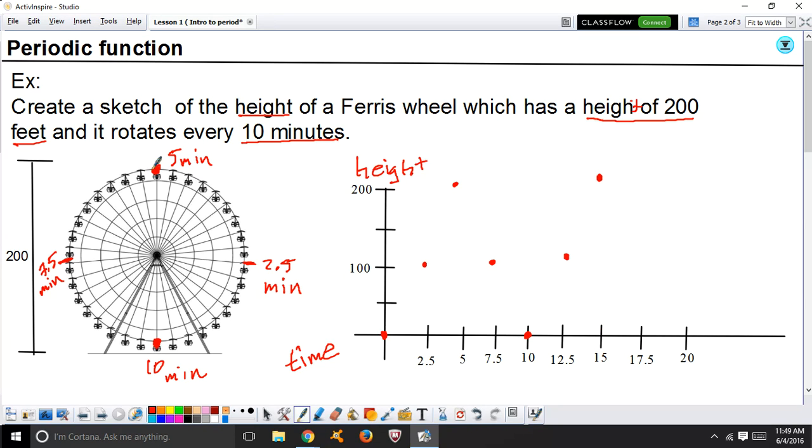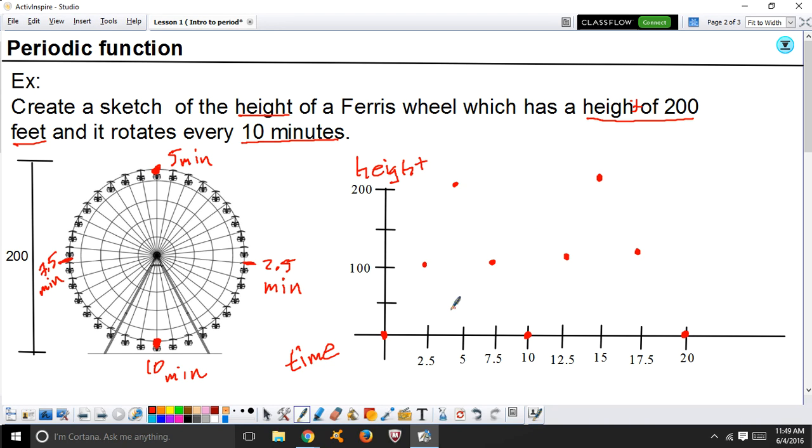And now we're going to go down. So at our time frame 17.5, we're going to be at 100 feet. So that means that in 20 minutes, you're going to go back down. So at 20 minutes, our height is 0.